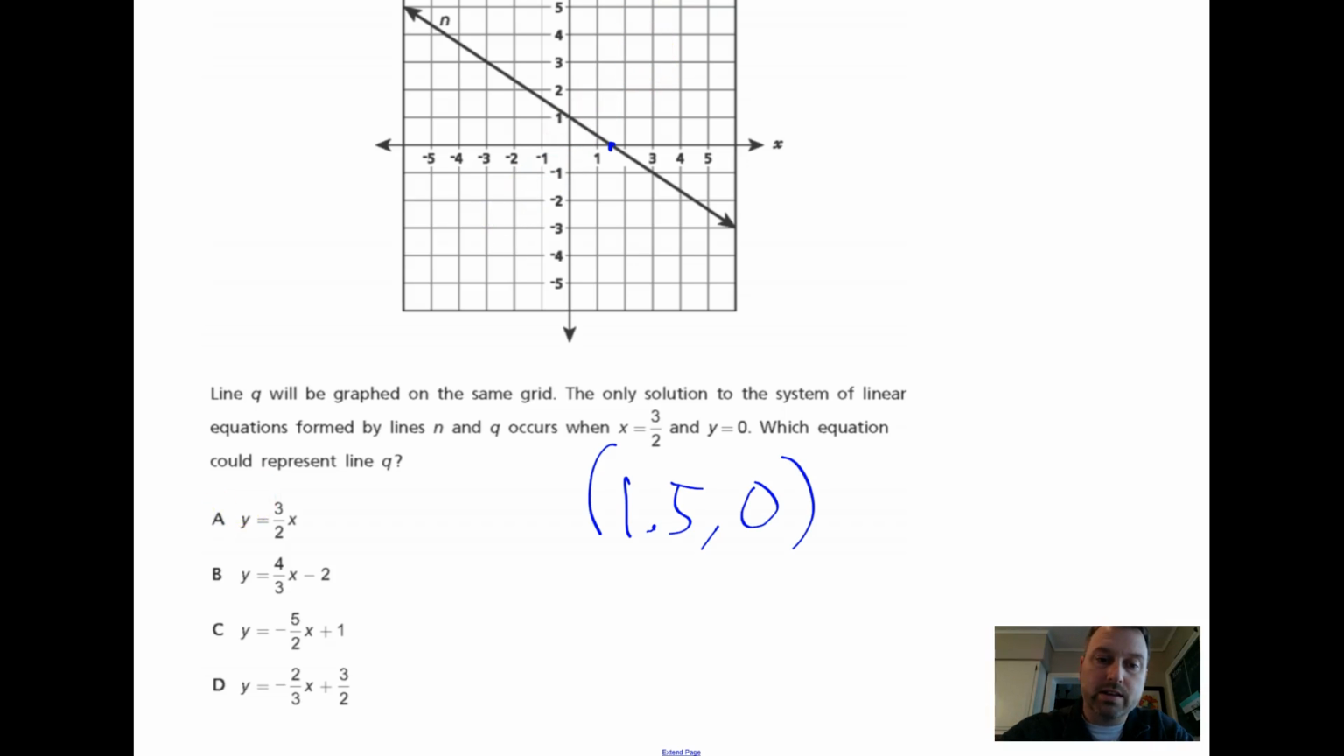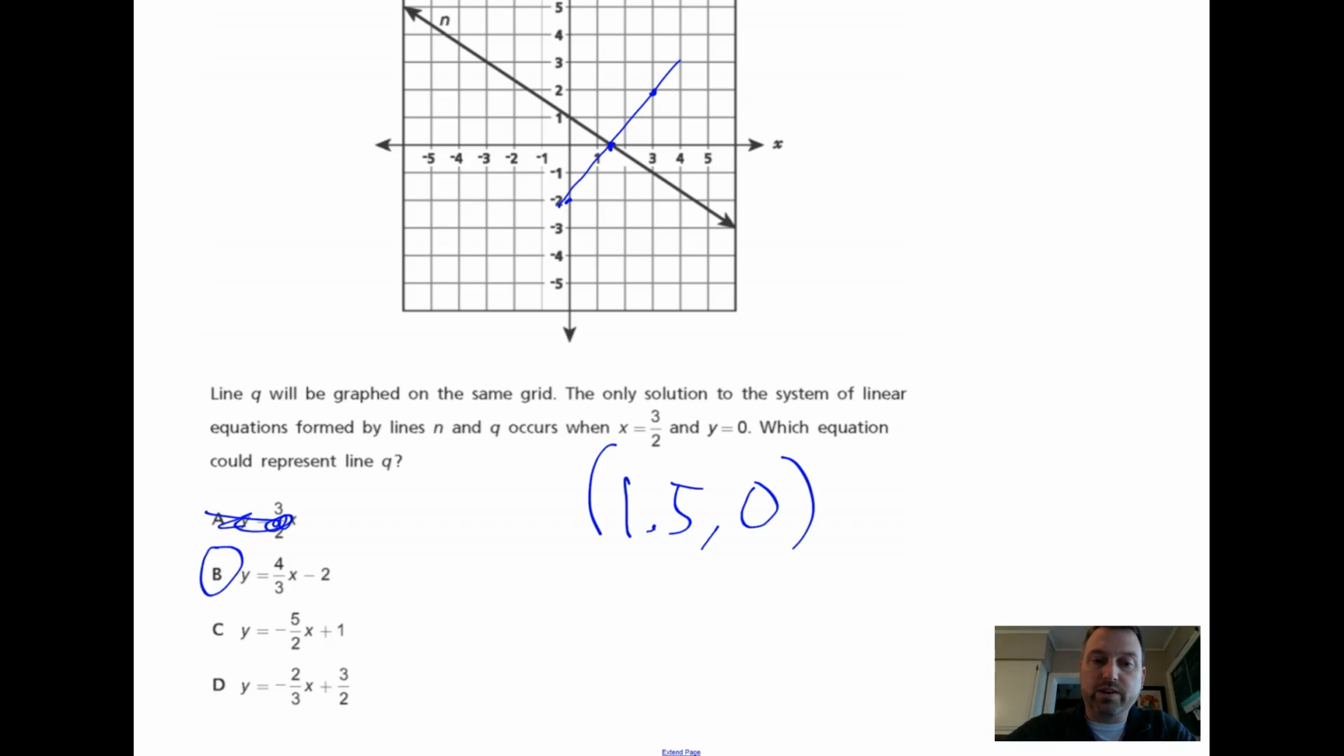Okay, so then try the next one. 4/3 x minus 2. So I'm going to start at negative 2, and I'm going to go up 4, 3 to the right. 1, 2, 3, 4. 1, 2, 3. Okay, do those cross at that point? Yes, they do. So it's that one.